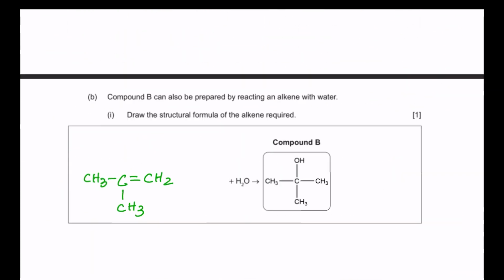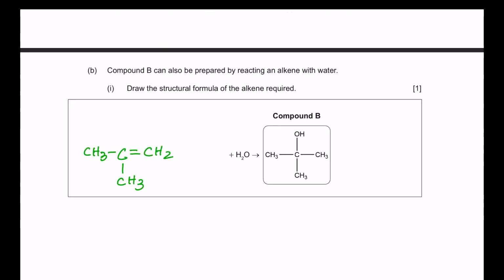Deduce what will be observed when compound B is heated with acidified aqueous potassium dichromate(VI). Now potassium dichromate(VI) is a strong oxidizing agent, right? This is compound B, and in compound B the OH is attached to a tertiary carbon atom. So we cannot further oxidize it to any ketone or any carboxylic acid. Hence there will be no reaction.